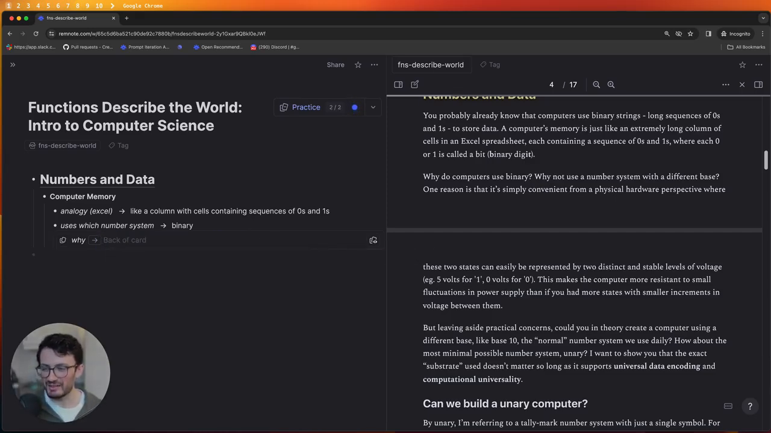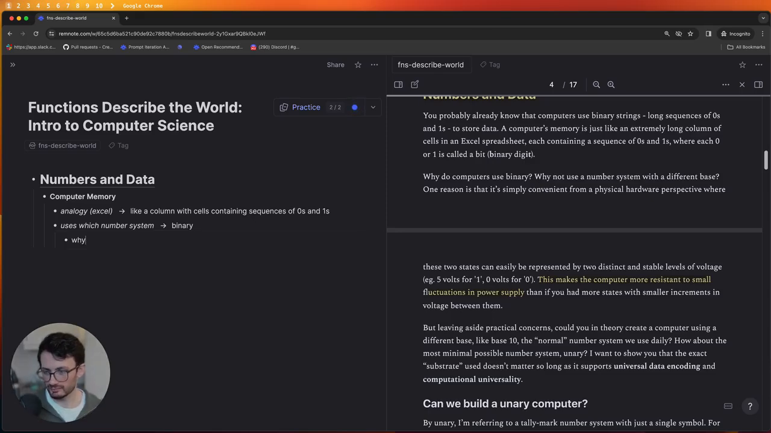Okay, I've decided that the core reason is that it makes the computer more resistant to small fluctuations in power supply. I think that's the core one. So I will do a highlight here. No, I've decided that's wrong as well.